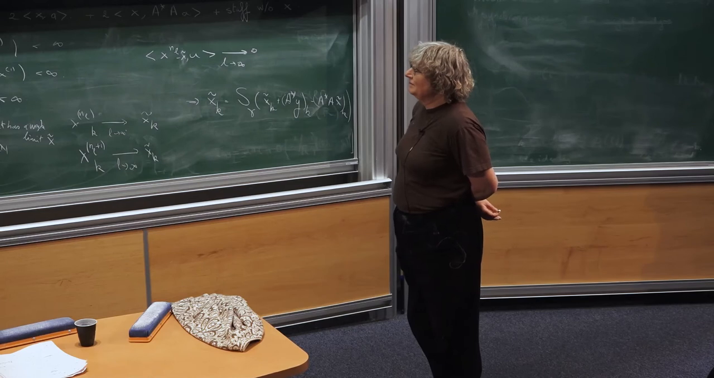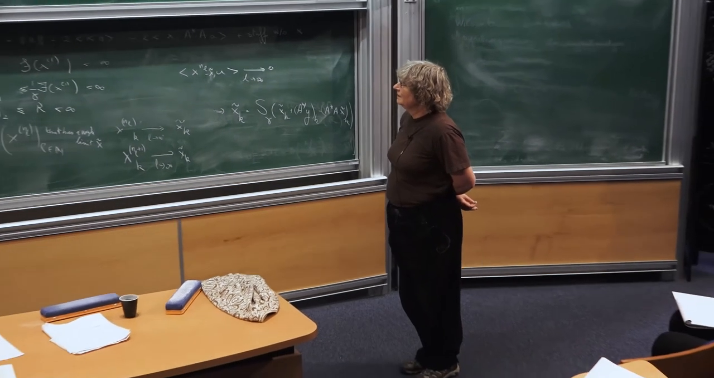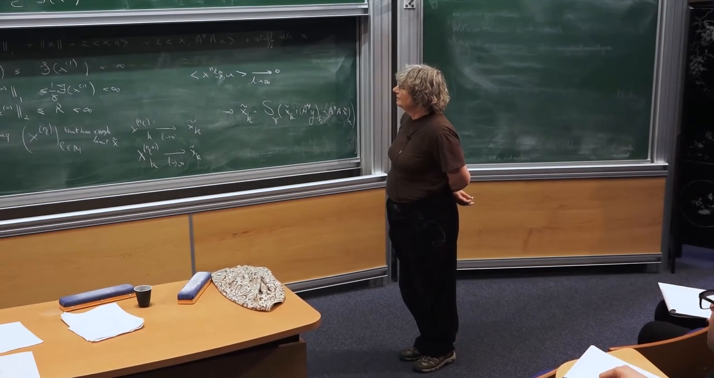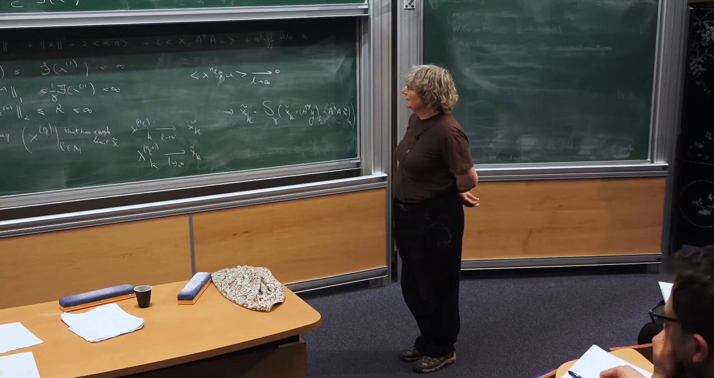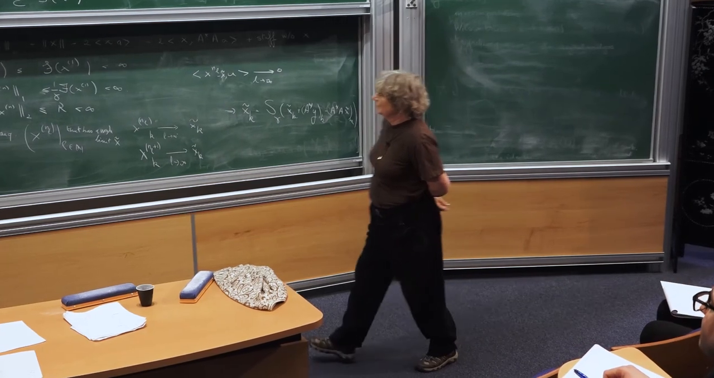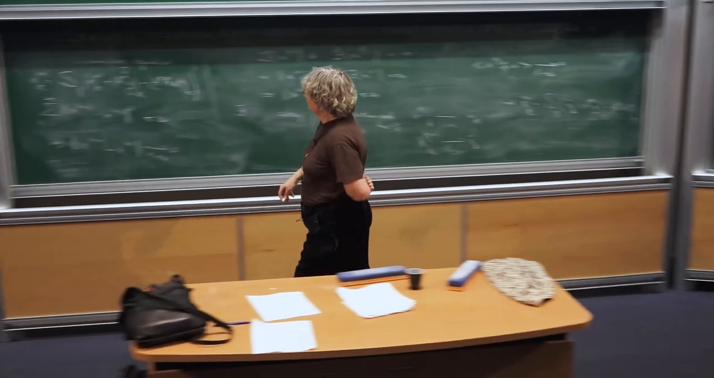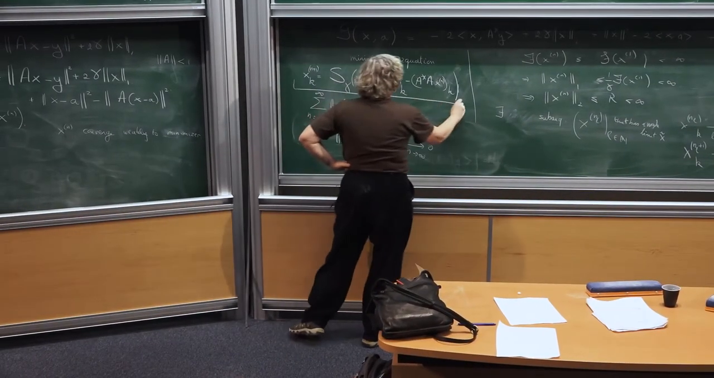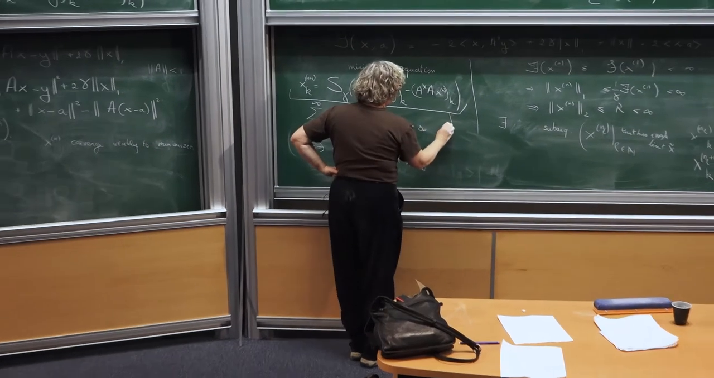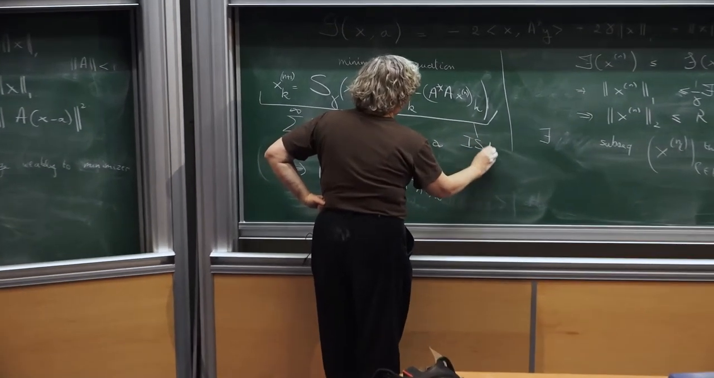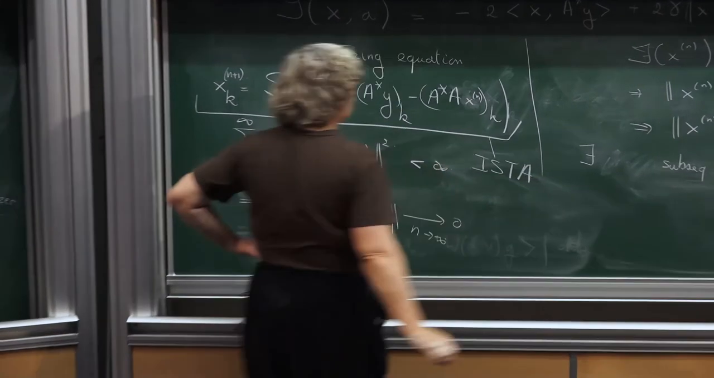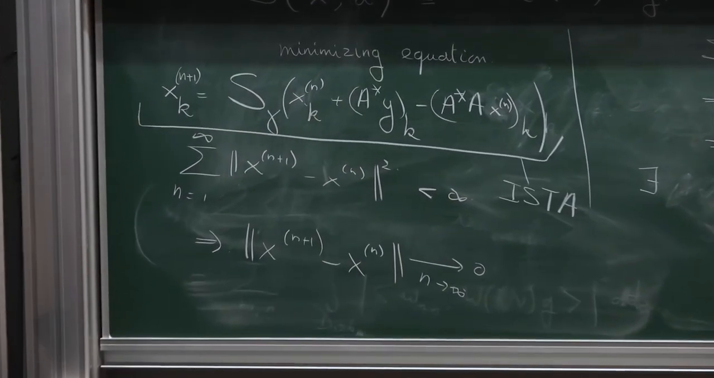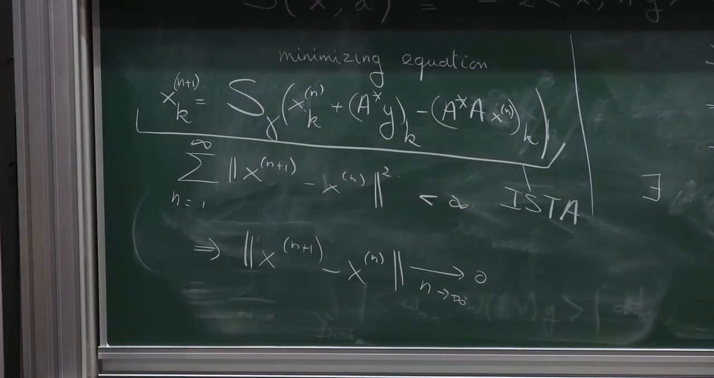So we have an iteratively soft-thresholded algorithm, which is this one. And this is often called ISTA, iteratively soft-thresholded algorithm.